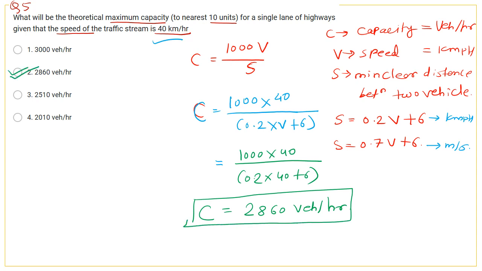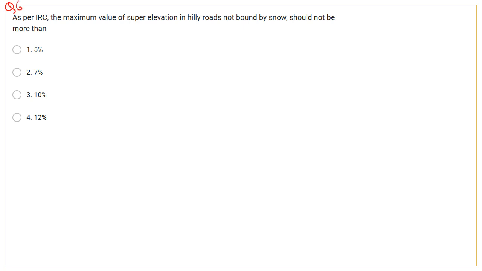The next question, question number 6. As per IRC, the maximum value of super elevation in hilly roads not bound by snow should not be more than. Here is one chart for the super elevation values, the maximum values of super elevation as per IRC.